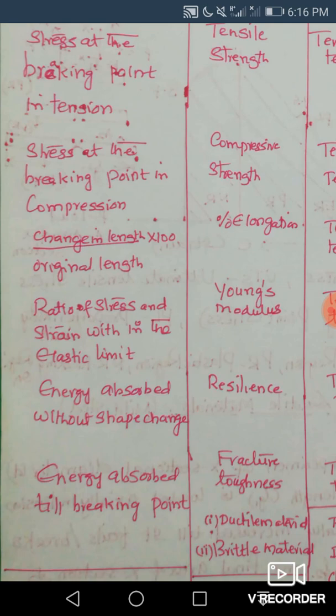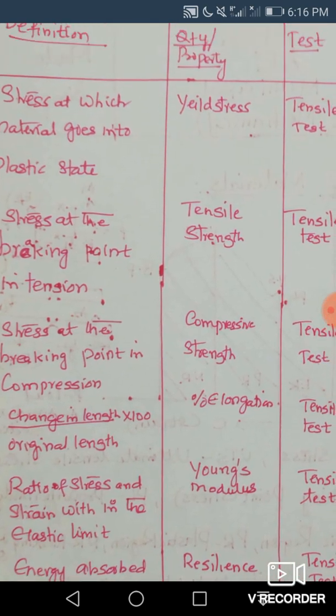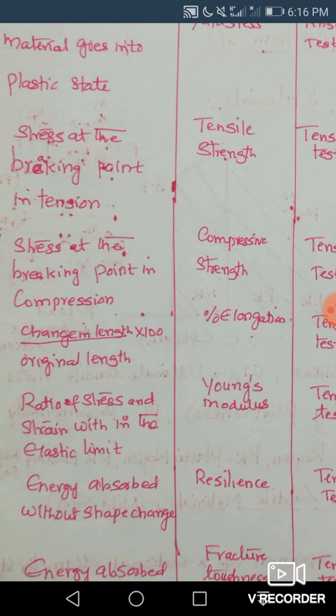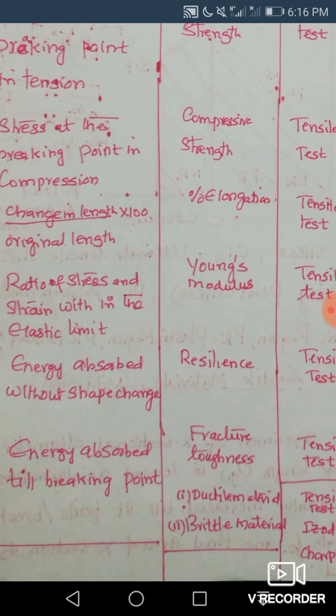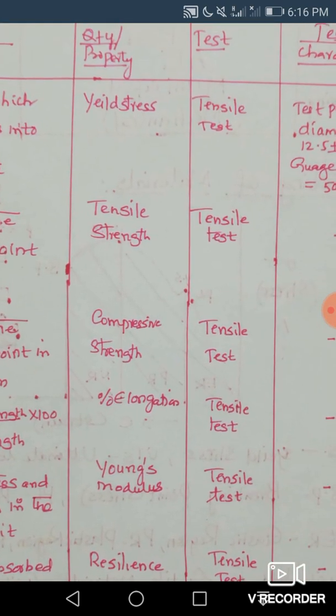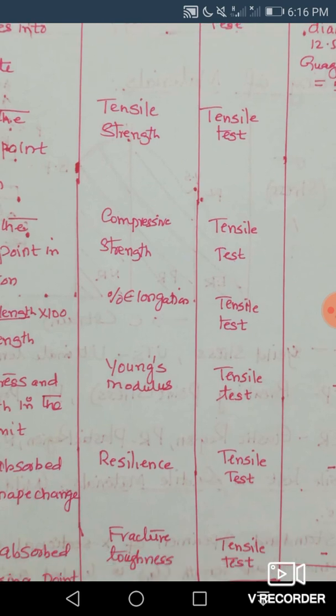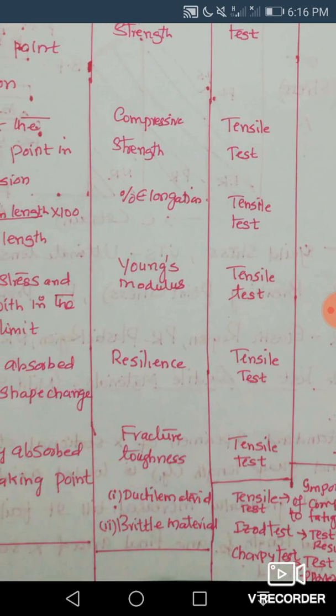So, it is the energy absorbed till breaking point. Okay, so in the fracture toughness there are two things, one is ductile material and the other one is brittle material. So, right from your yield stress, tensile strength, compressive strength, percentage elongation, Young's modulus, resilience and fracture toughness for ductile materials, they are all measured by the tensile test.